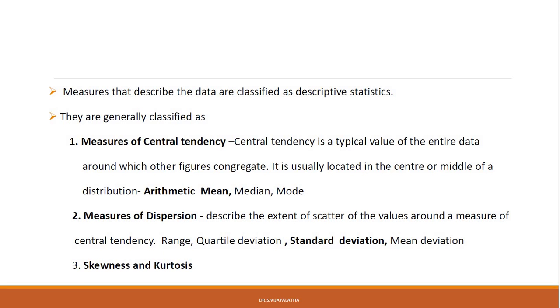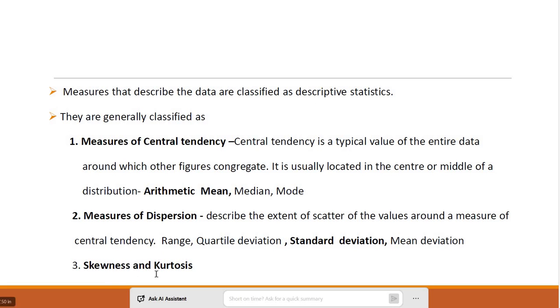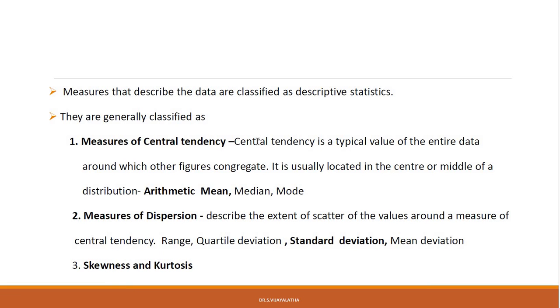Measures that help to describe the data are classified under descriptive statistics. These include measures of central tendency, measures of dispersion, and skewness and kurtosis. Central tendency is a typical value of the entire data. The other figures congregate around this central tendency. It is usually located in the center or middle of a distribution.